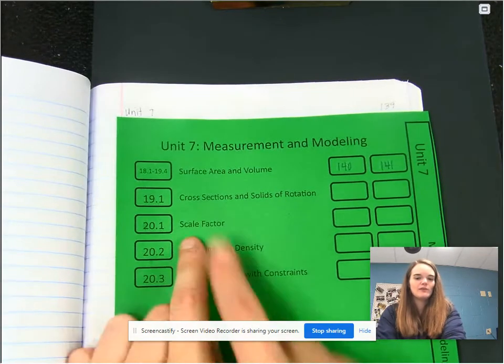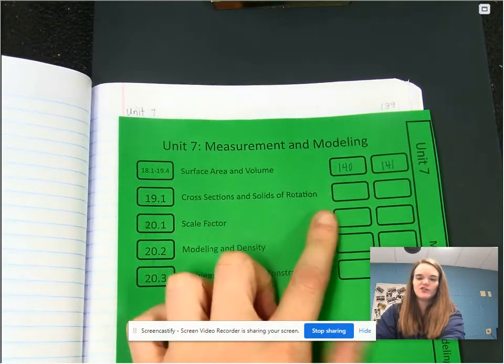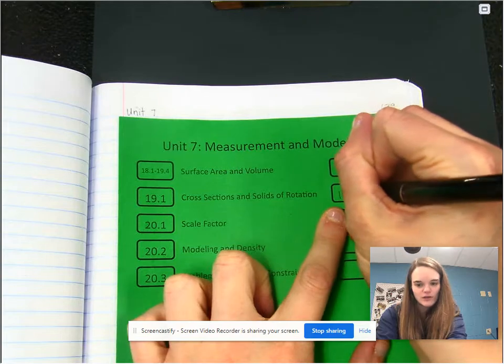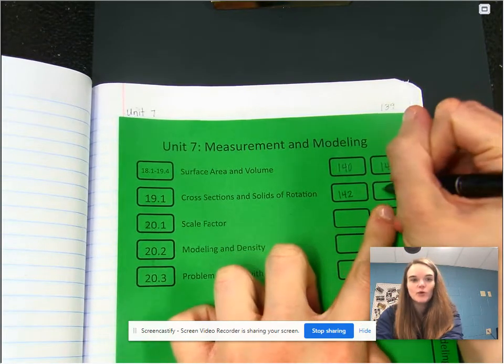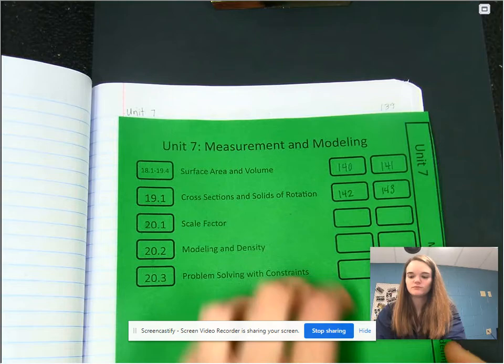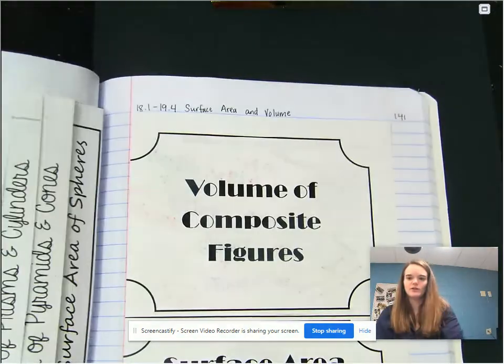All right, we're going to keep going. We've got cross sections and solids of rotations today. That's going to be on 142 and 143. There's a foldable for both pages. So we're going to label these and then we're going to write on those.